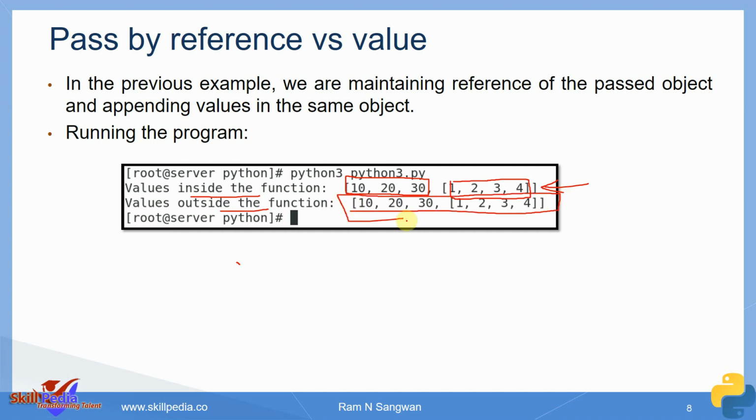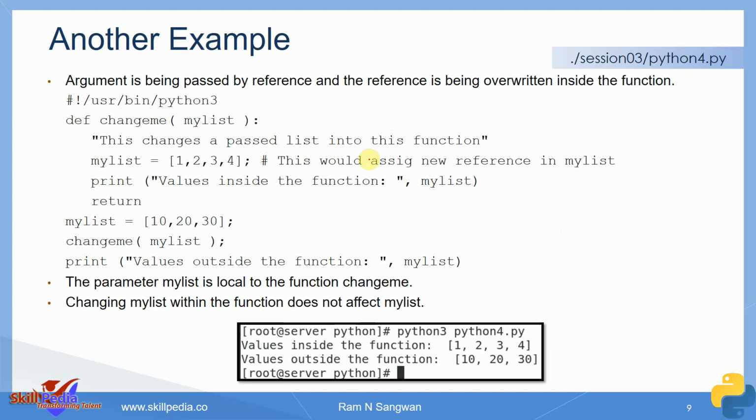No difference. This is just to prove that by default, all the values are passed by reference, by address, not by value. So in the previous example, we are maintaining the reference of the passed object and appending a value in the same object. And this is the output of the program. Another example to understand. The argument is being passed by reference and the reference is being overwritten inside the function.